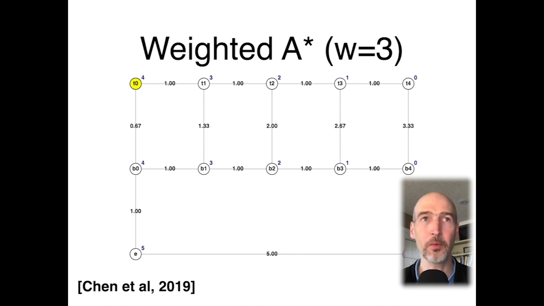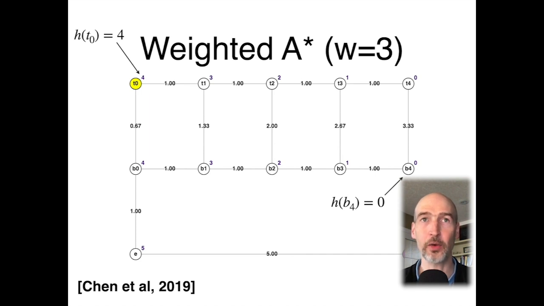So in this problem, let's look at the structure of this problem. We have a set of top nodes up here. T0 is the start and G is the goal. The heuristic of T0 is 4, so that's up above that node, and the heuristic of B4 is 0. So there's top nodes and there's bottom nodes. The heuristics there go 4, 3, 2, 1, 0 going across.